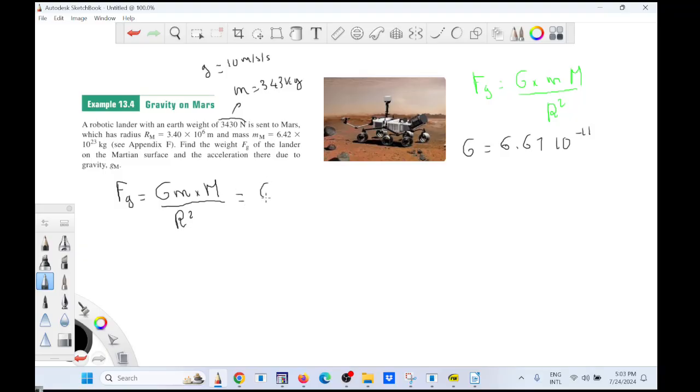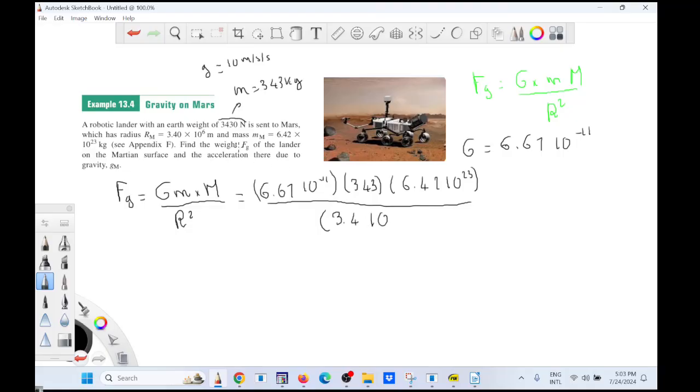Okay, so it's going to be 6.67 times 10 to the negative 11. And then you have the mass, which is 343. And then you have the mass of Mars, which is 6.42 times 10 to the 23. And here you have the radius squared. The radius is 3.4 times 10 to the 6, so it's smaller than the Earth. The Earth is about 6,000 kilometers. This is about half.